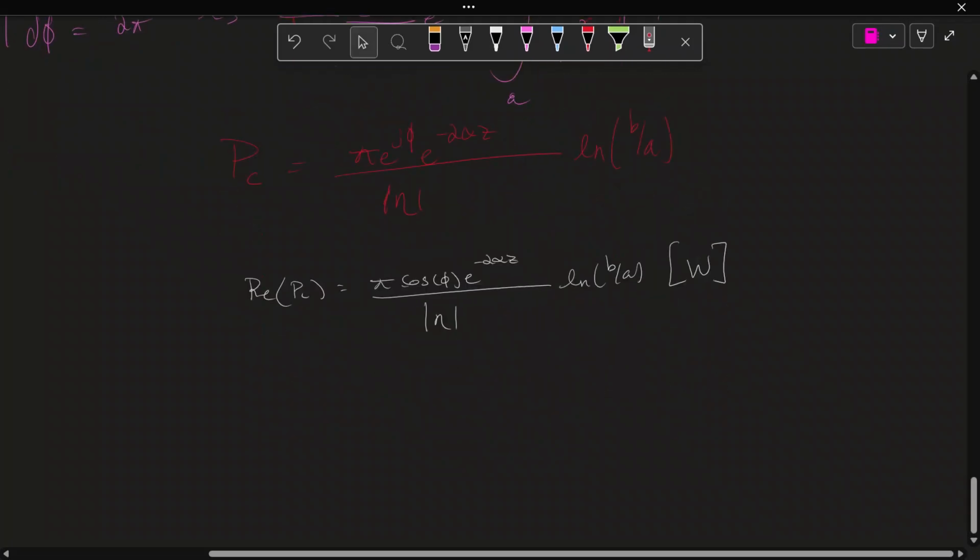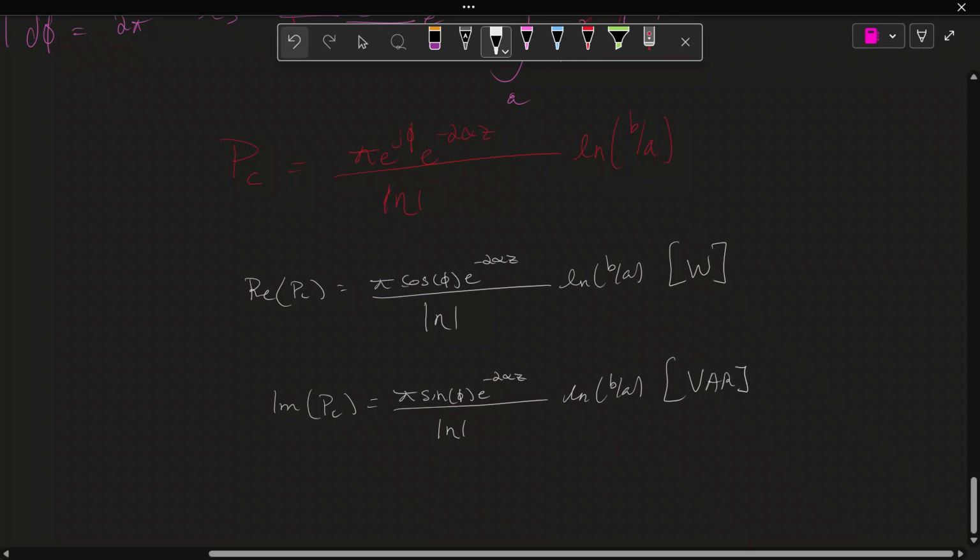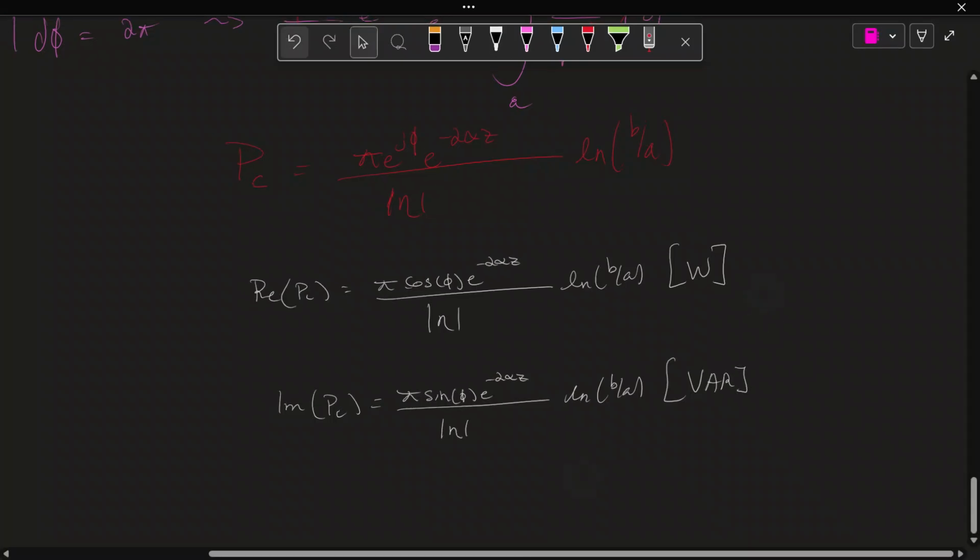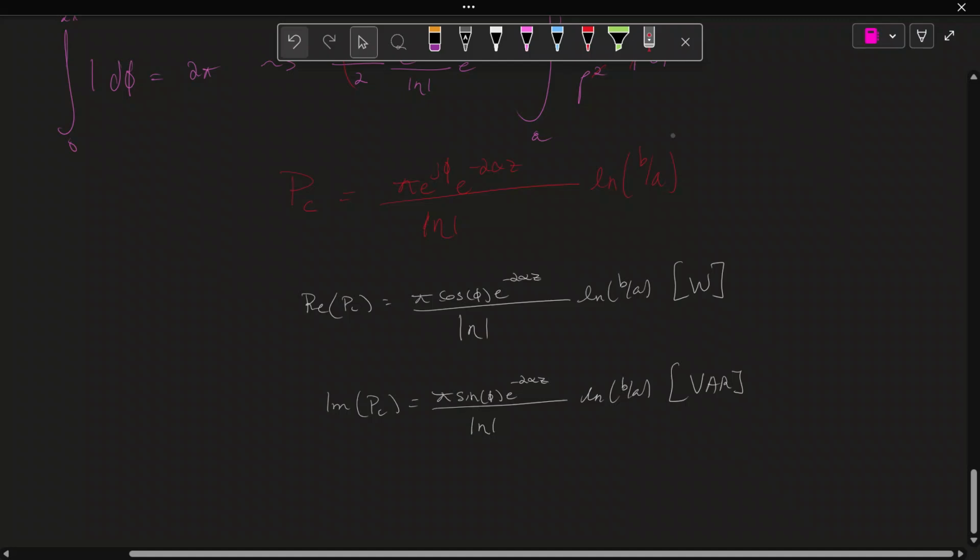And then you put j, e to the j phi is cosine phi plus j sine phi. So the imaginary part of the complex power is equal to pi sine of phi e to the negative 2 alpha z over the intrinsic impedance in natural log of b over a. And this is in vars. VAR. Okay. So this would be your final answer here.